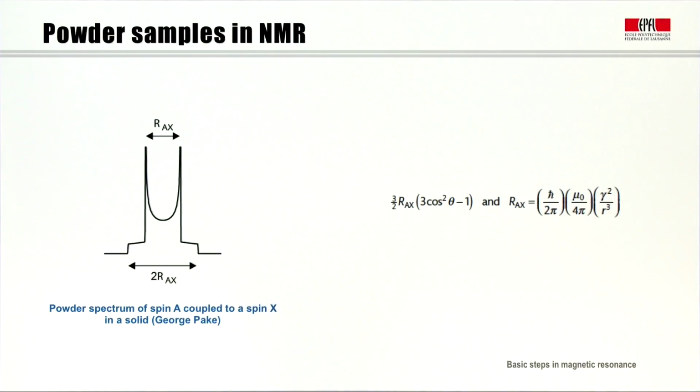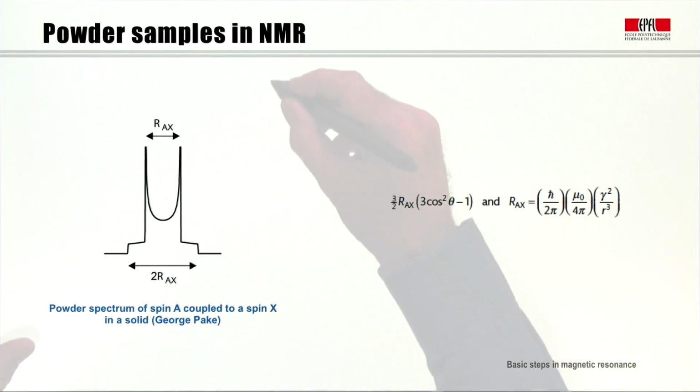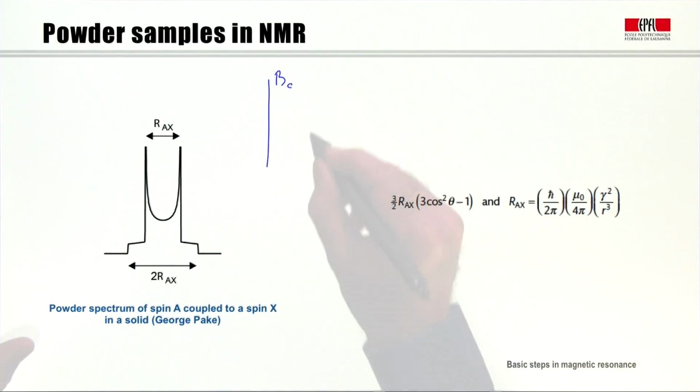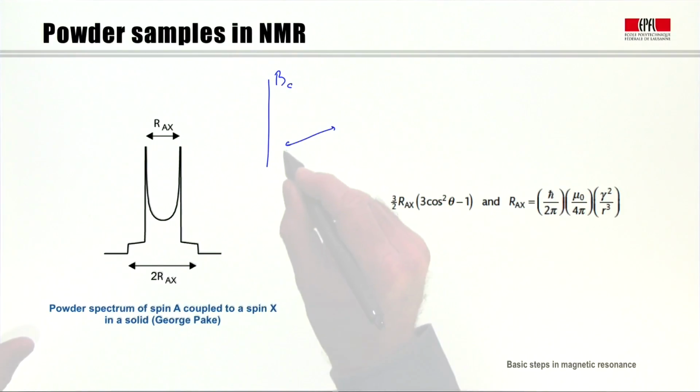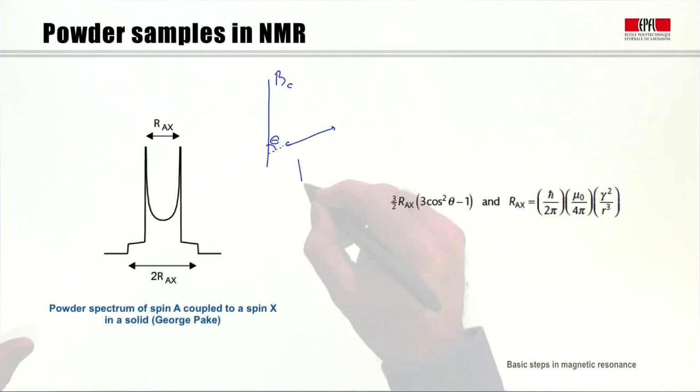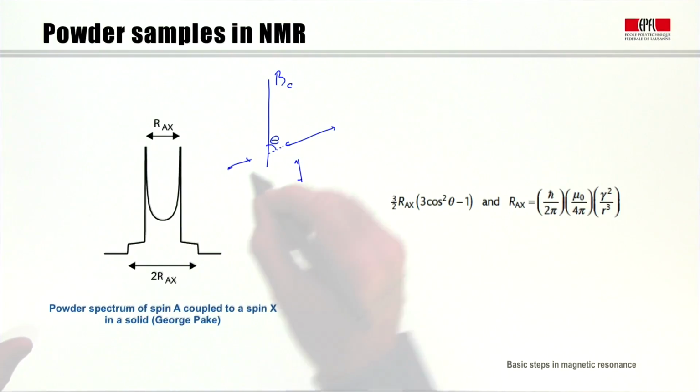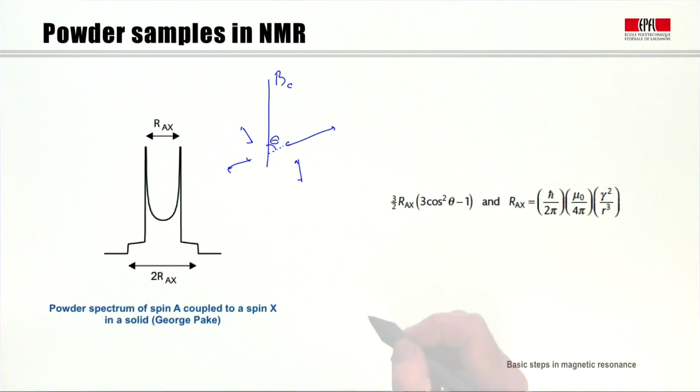Now it turns out that if we consider powder, then there is no single orientation of this vector R. So let me draw the field again, and remember that we have an internuclear vector like this which subtends an angle theta. If we have a powder, that means that we have all sorts of particles, a bit like in sugar or in salt, that have different angles, and consequently theta is distributed over a full range of angles.